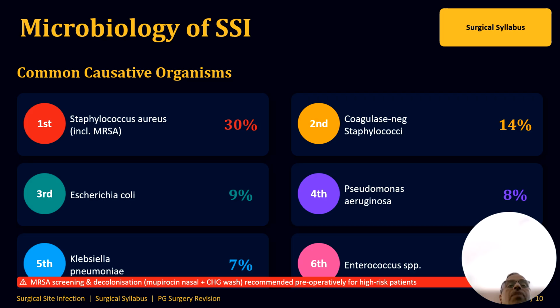And then the third commonest is E. coli, the gram negative organisms, 9%, Pseudomonas aeruginosa about 8%, Klebsiella pneumoniae about 7%, and then the Enterococcus species. In most cases it's a polymicrobial infection where anaerobes and aerobes together can colonize the surgical wound and lead to surgical site infections. MRSA screening and decolonization, that means mupirocin nasal and CHG wash, is recommended preoperatively for high risk cases.